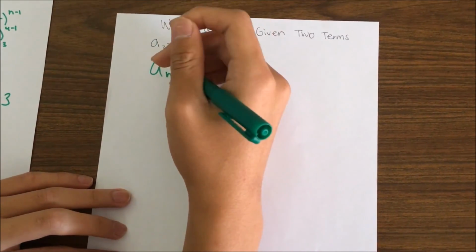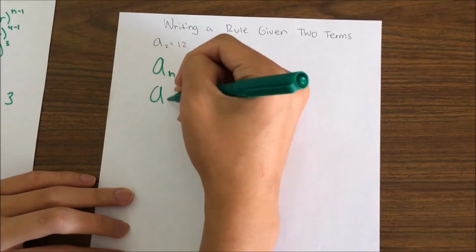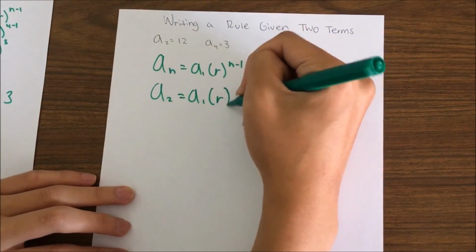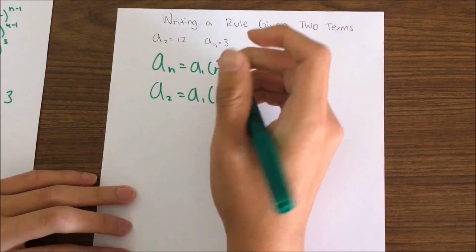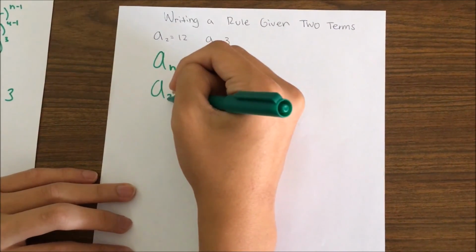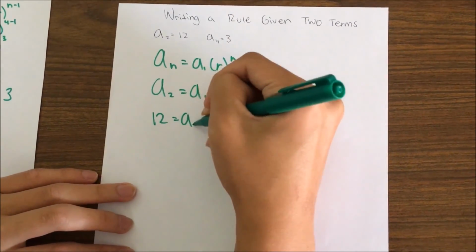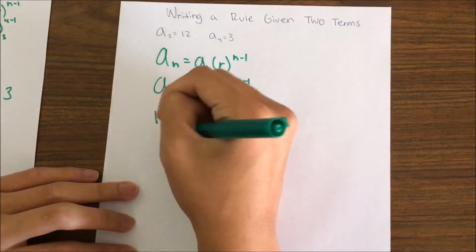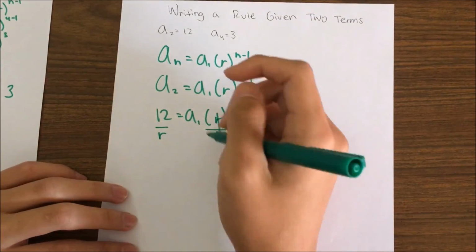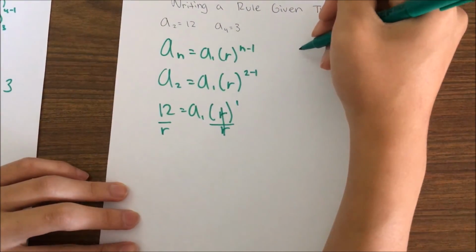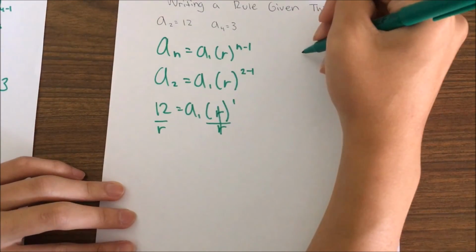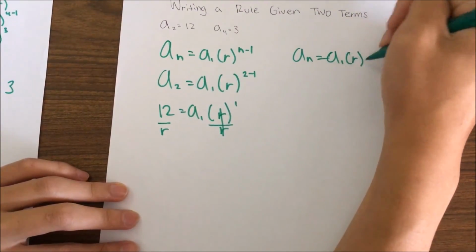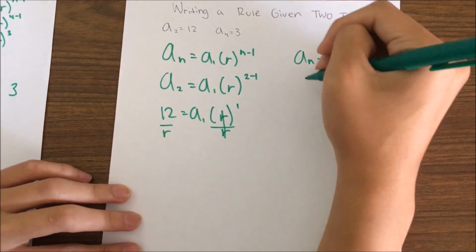And you have to put A2 and A1 times R to the 2 minus 1. A2 is 12 and A1 times R is 12. Divide by R on both sides, which gives 12 over R equals A1, and do the same thing on the other side. An equals A1 times R to the N minus 1.